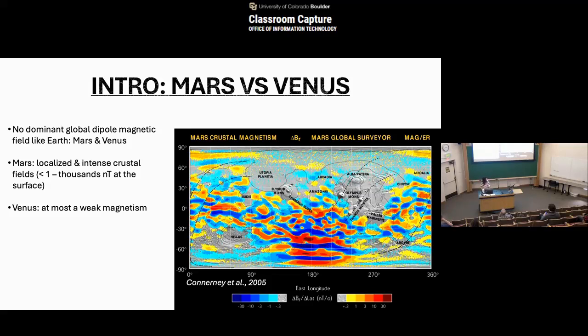So to the left is a plot of the radial component of the crustal fields. You can imagine the magnetic field going out from one stretch to the other. So we have all these small loops on top of the planet. And it's very messy and very localized.